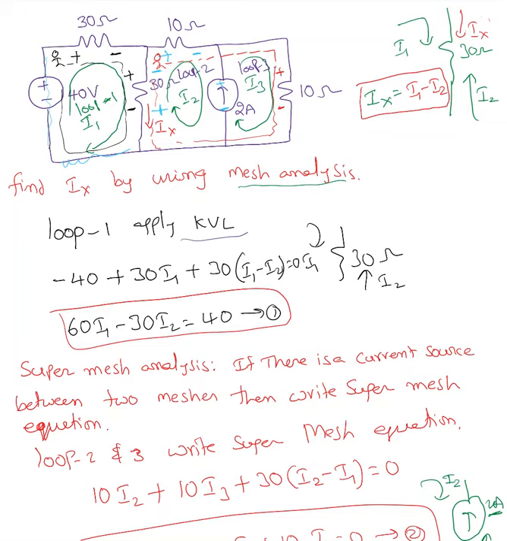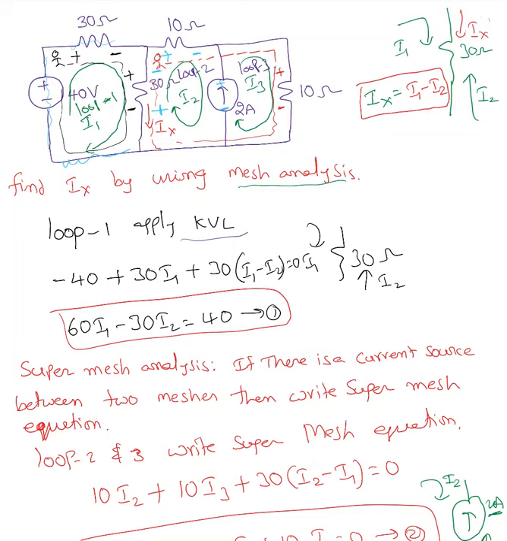No. Here is another outer branch. Is there any current source? No. Here is another outer branch. No current source. So then we need to apply KVL. If there is no current source in the outer branch, we need to apply KVL. So minus 40, because I'm entering the negative terminal, minus 40 plus 30 I1 plus 30 I1.